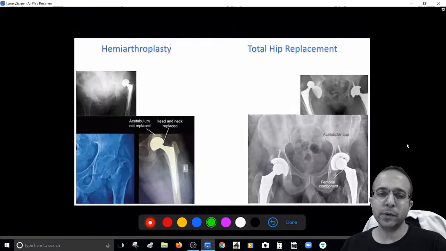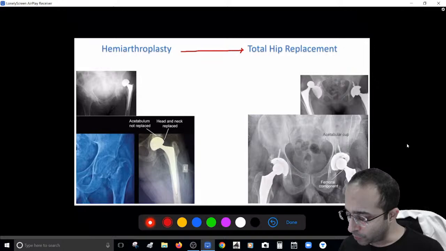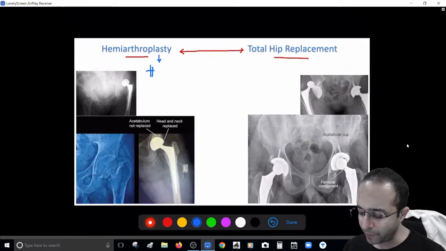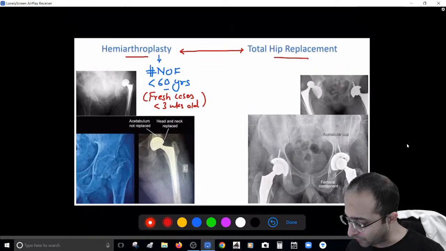Now this replacement arthroplasty at the hip is further categorized into two types: total hip replacement and a hemi hip replacement, hemiarthroplasty. Hemiarthroplasty is basically only and only indicated in a fracture of neck of femur in young people who are under the age of 60 years. Okay. Generally in fresh cases where the injury is less than 3 weeks old. In old cases, I would say, more than 60 years old.